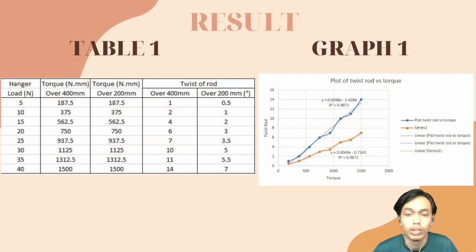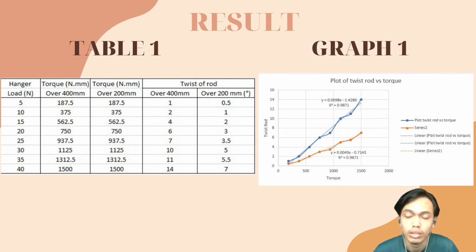Hi, my name is Noor Alazim. So today I'll be explaining about the result for experiment 6. So we have three materials, the first one is aluminum alloy rod. You can see it in Table 1. So we need to calculate the torque for 400 mm and for 200 mm. So the twist of the rod and the hanger load is given. So after we calculate the torque, we need to draw the graph.